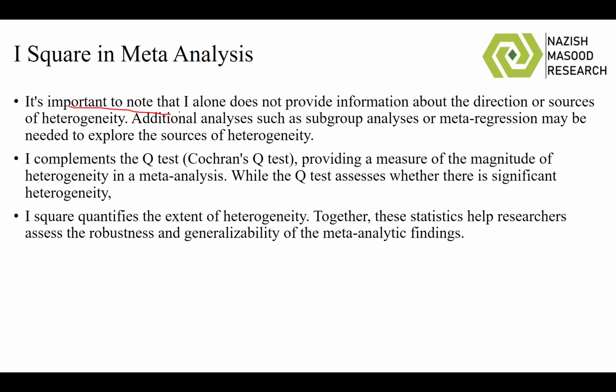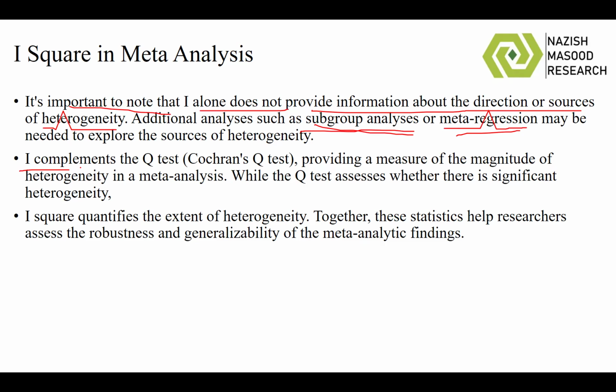So it's important to note that I square alone does not provide information about the directness or the source of heterogeneity. For that, you might have to do a subgroup analysis or a meta-regression. Even if you don't do a subgroup analysis in your meta-analysis, still you can easily publish, but it is mandatory to do a Cochrane Q and an I square.